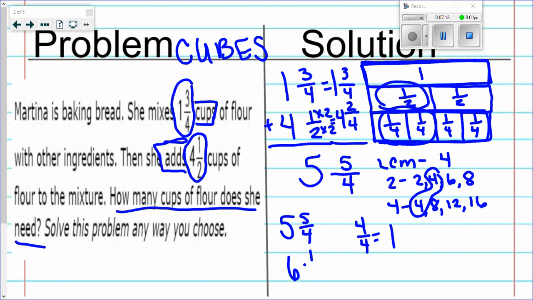have 1/4 left over. Now, because this is a story or word problem, I need to label my answer. How many cups of flour will I need? And I'm going to need 6 1/4 cups of flour.